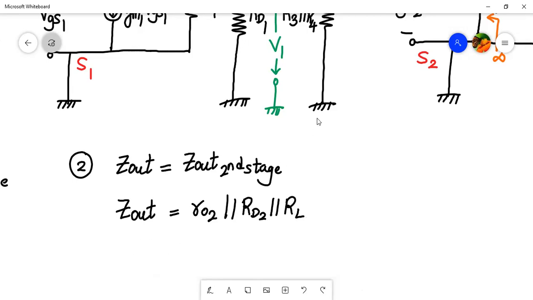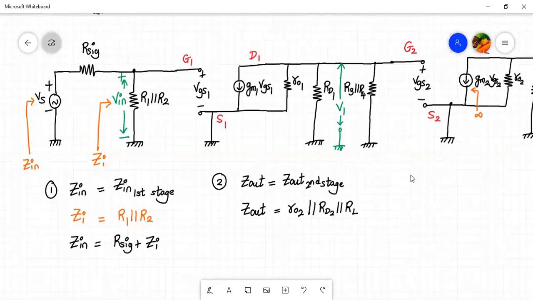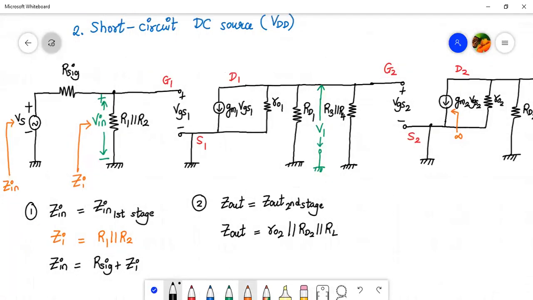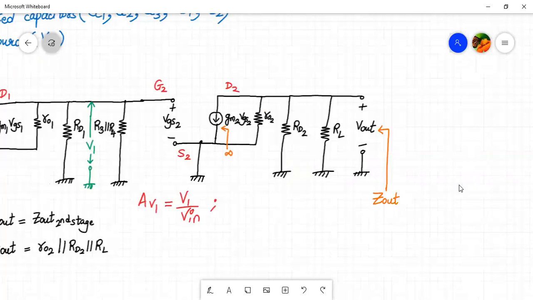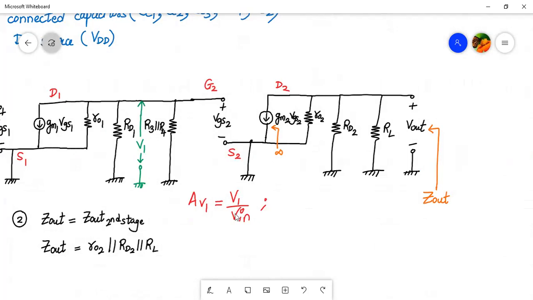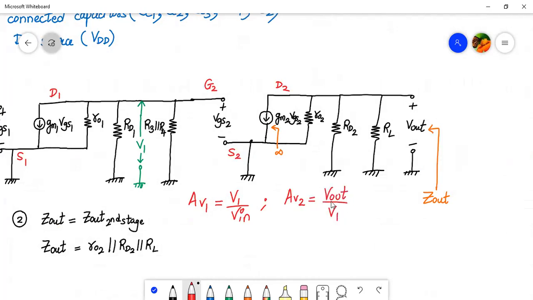Fine. Now, next, we have to calculate the overall voltage gain. Let me just write it over here first, and then we will put it on paper. So what is the gain of the first stage? The gain of the first stage, let us call it AV1, will be V1 divided by V in, correct? And what is the gain of the second stage? The second stage will be V out divided by V1, right? Because V1 is the input of the second stage. So I can write over here AV2 will be V out upon V1, right?